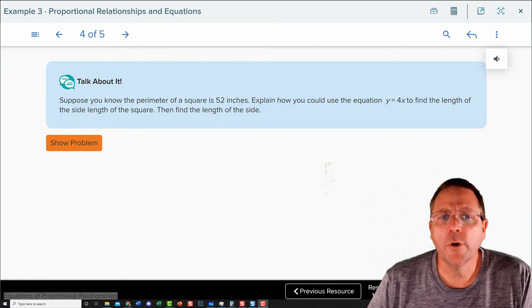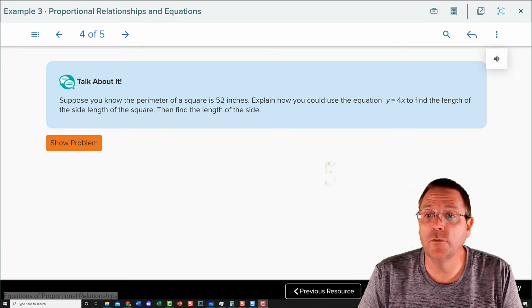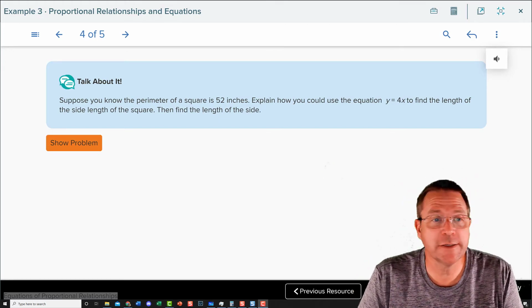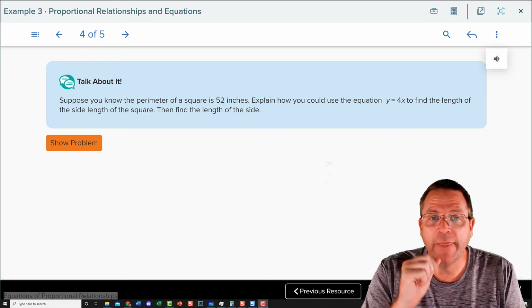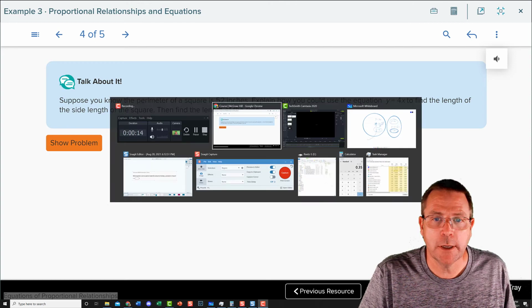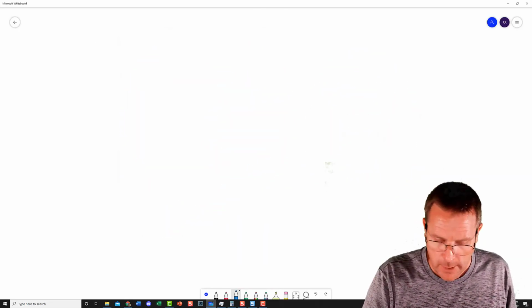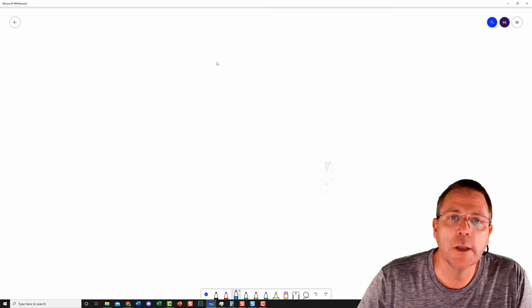Suppose you know the perimeter of a square is 52 inches. Explain how you could use the equation y equals 4x to find the length of a side and then find the length of that side. So we're going to go to a clean sheet here, Control A and delete, and we're going to write our equation again.